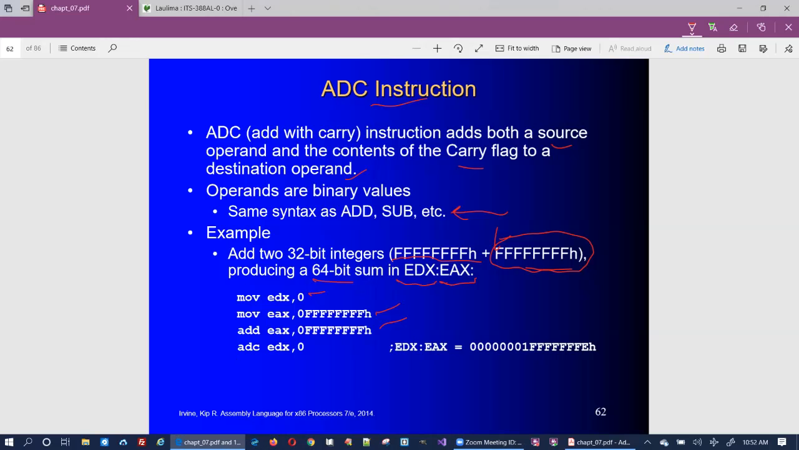Then we do an ADC instruction, which is add with carry, and that will mean the result is, here we're just adding 0 to the EDX register, but since we're doing ADC, we're doing add with carry. So we're adding 0 plus the carry to the EDX register, which is already 0, and the result will be this 1 value in the EDX register.